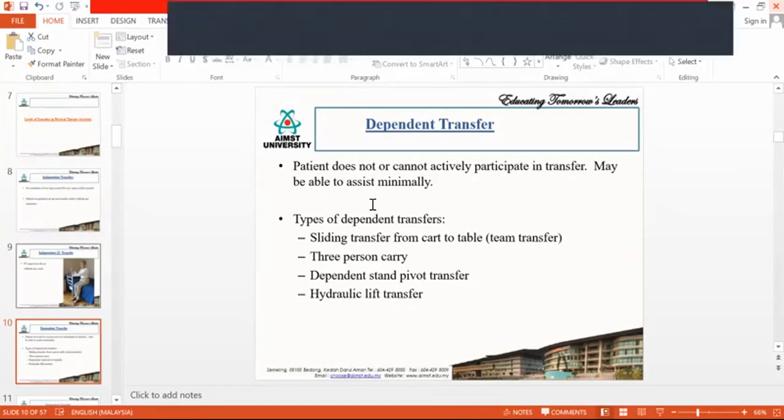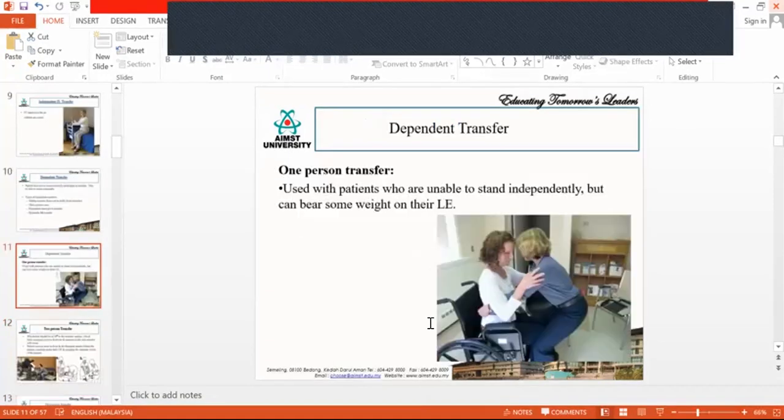So this slider is an equipment, or you can say the slider is just an object that will help them to transfer from one place to another. Then you need some three people to carry the person from one place to another. Then you need an equipment called pivot, which will help them to transfer. Then we have a bigger equipment called hydraulic lift, which will help you to transfer the person from one place to another. So we will see one by one.